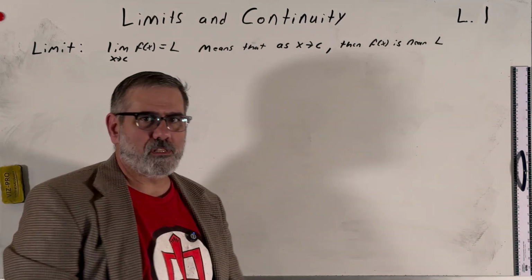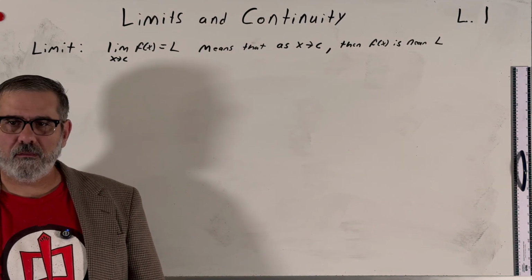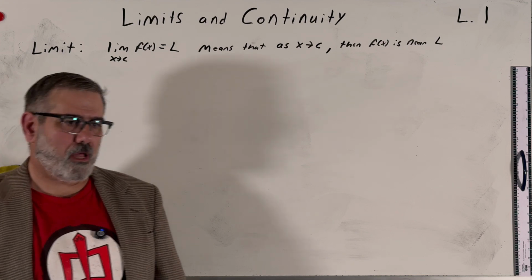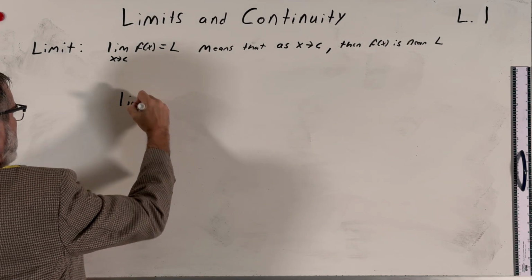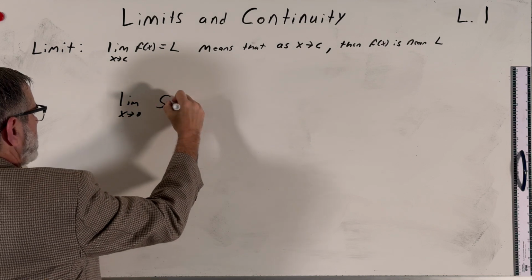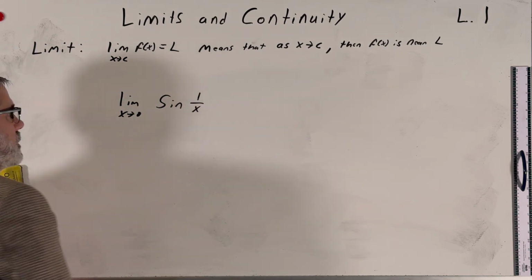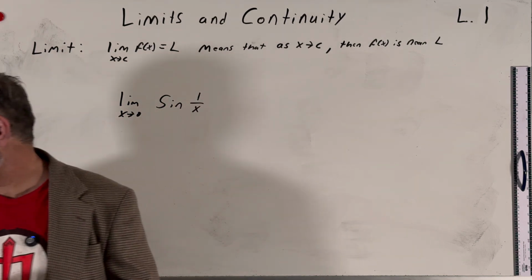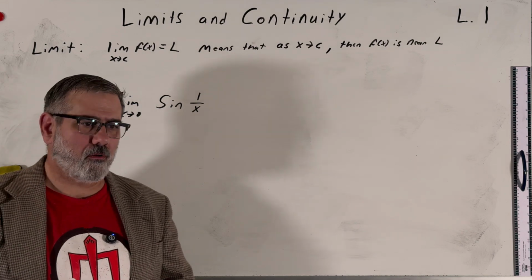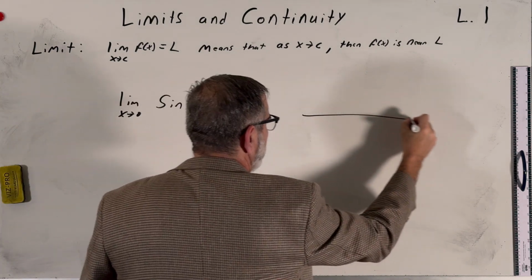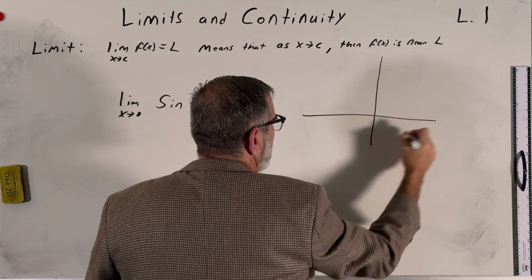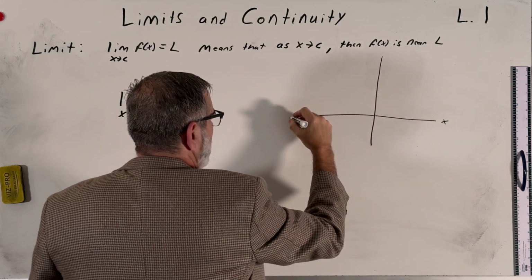Now, do limits always exist, you think? No, they do not, right? So a classic example of a limit that doesn't exist is the limit as x approaches 0 of the sine of 1 over x. Okay, and so if you punch that into a calculator or an online graphing program, what it's going to end up looking like is something like this. So this is x.